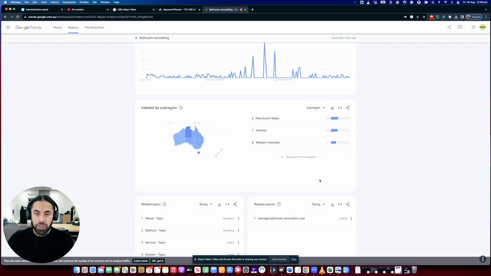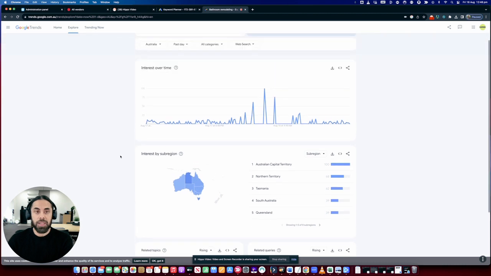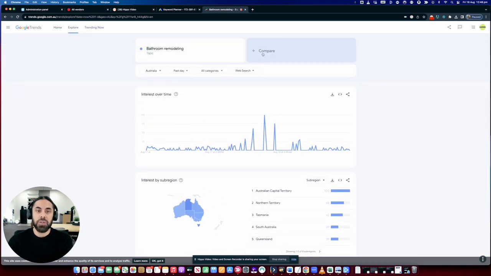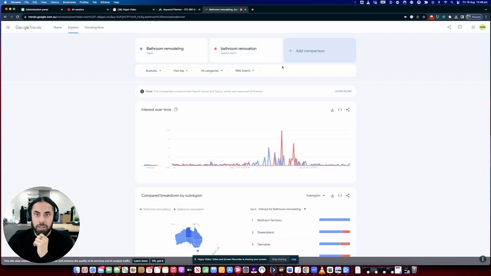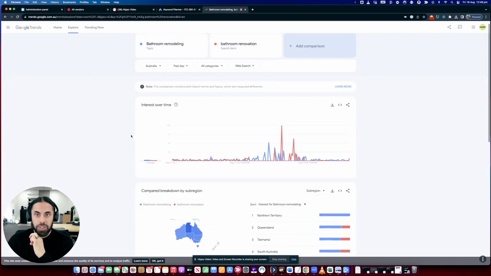So what can you do with this? Well, you can see which regions are having the most amount of activity. But a thing to consider as well is that that's for the term remodeling. So if you want to refine your search, you might say, let me just add bathroom renovation, because that's how we say it here in Australia. I think remodeling might be a way they say it over there. Let's see what renovation looks like.